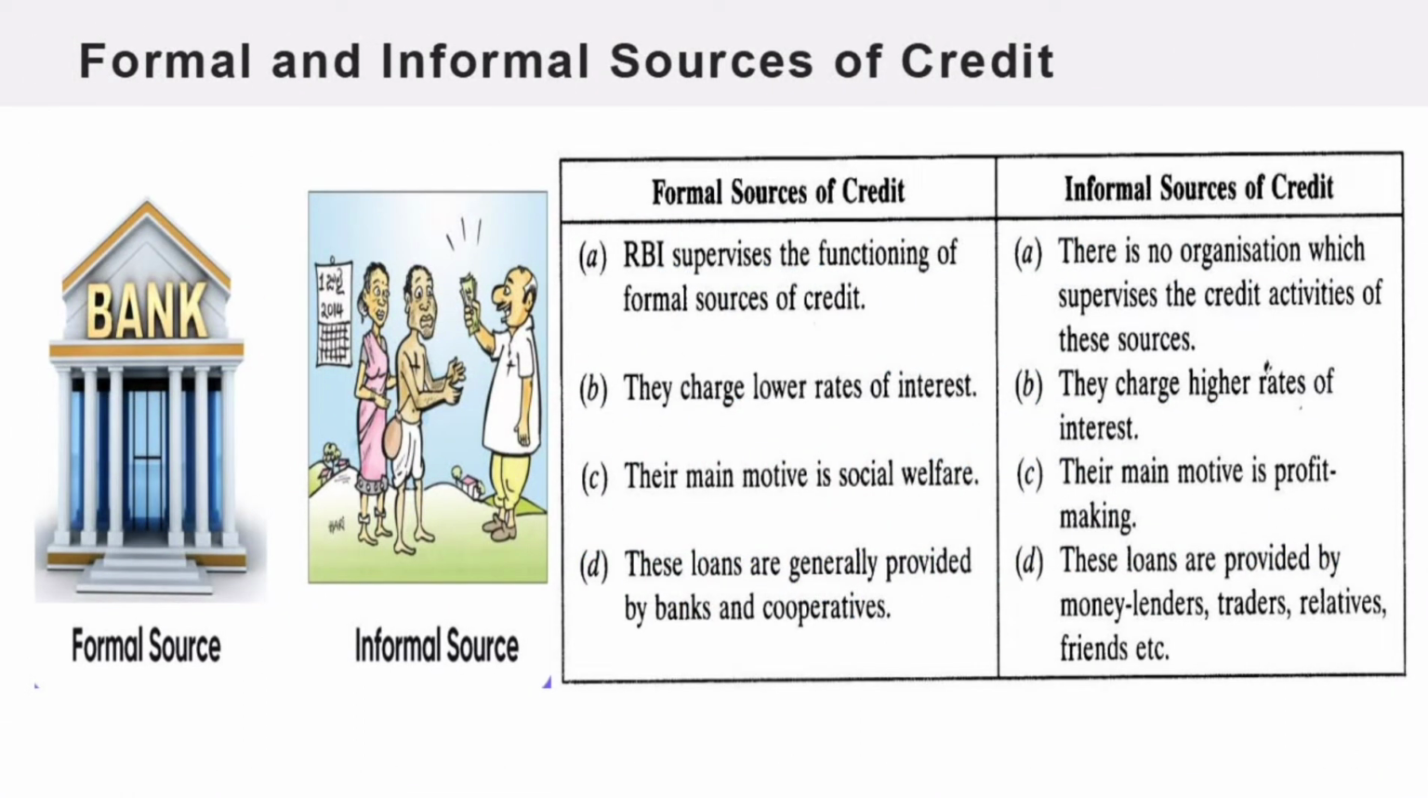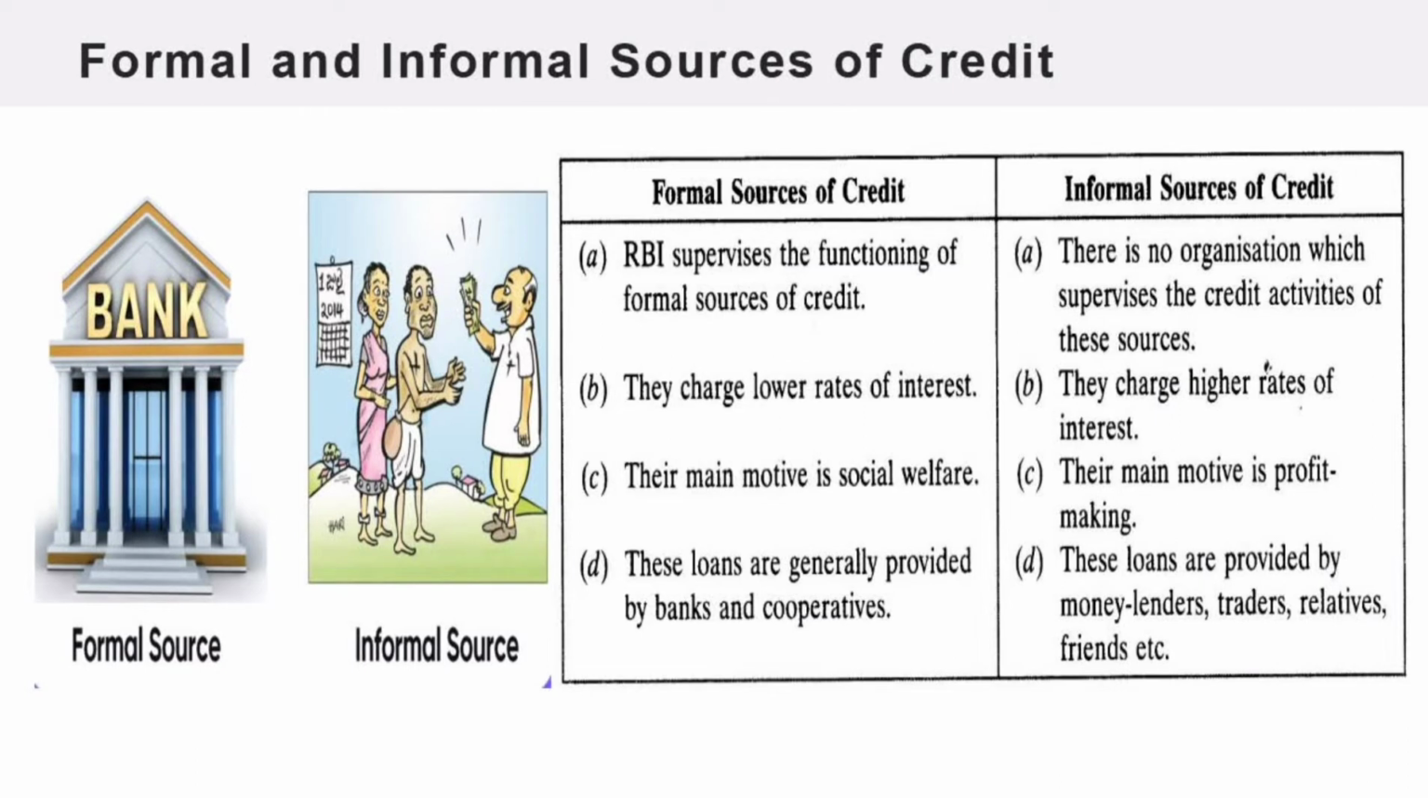So now we will see the different sources of credit. There are two sources of credit. One is formal and another is informal sources of credit. Formal sources of credit means the loans that are generally provided by banks and cooperatives, whereas the loans that are provided by money lenders, traders, relatives, friends, these are informal sources of credit. Formal sources of credit are supervised by the RBI, whereas there is no organization which supervises the credit activities of the informal sources of credit.